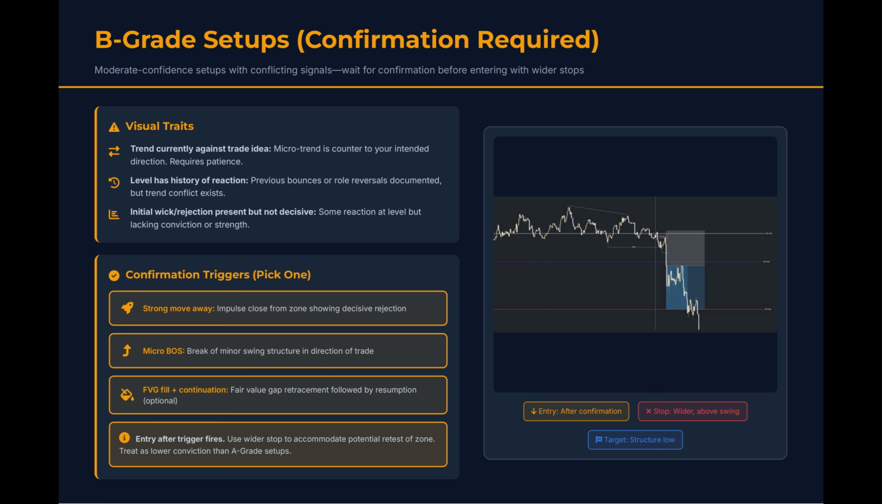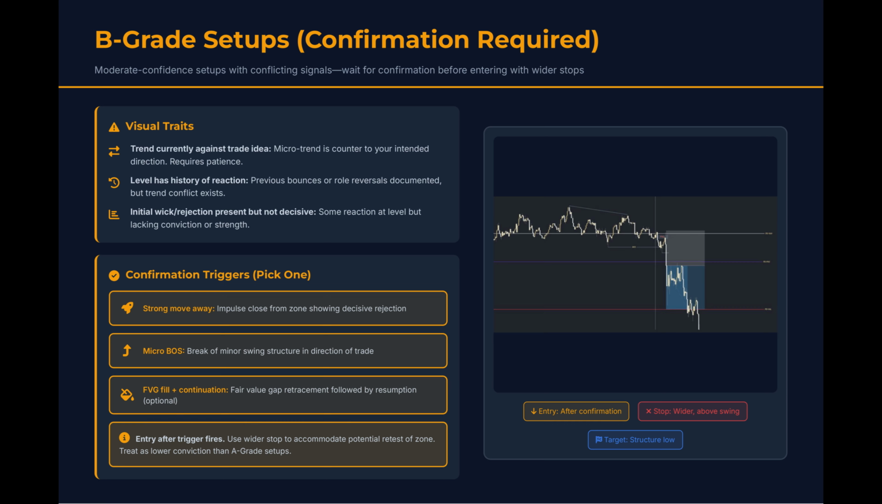And third, you're seeing an initial wick or rejection candle, but it's not decisive. Perhaps you see a small lower wick at the value area low, but it's not the strong, aggressive rejection you'd want for an A-grade setup. Maybe there's some hesitation in the candle structure. Buyers are attempting to defend the level, but they're not showing overwhelming strength yet. This combination, trend against you, level with history, but weak initial rejection, that's your B-grade setup.